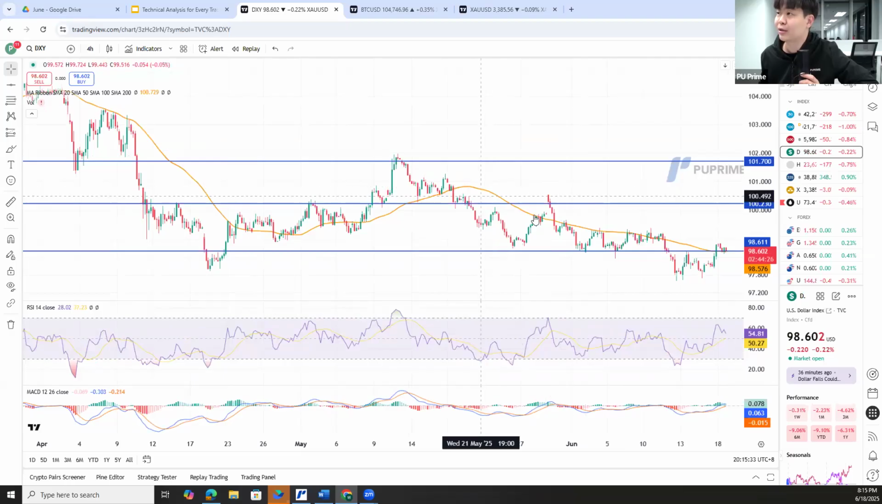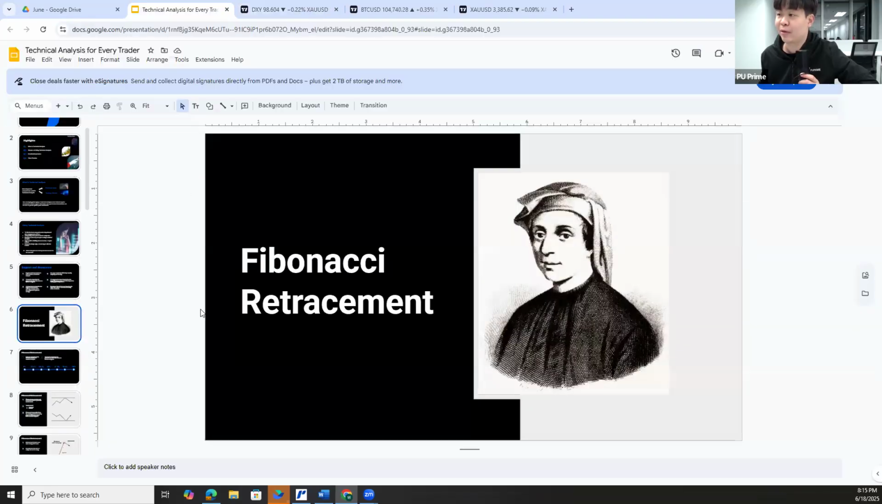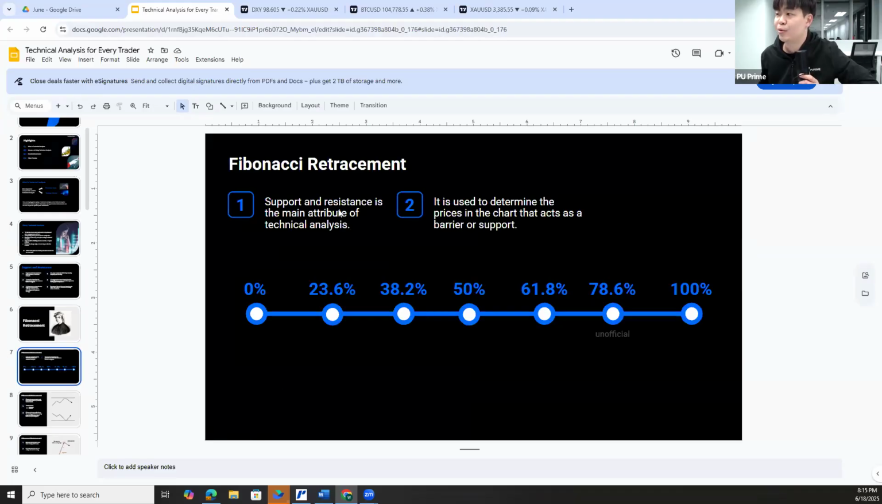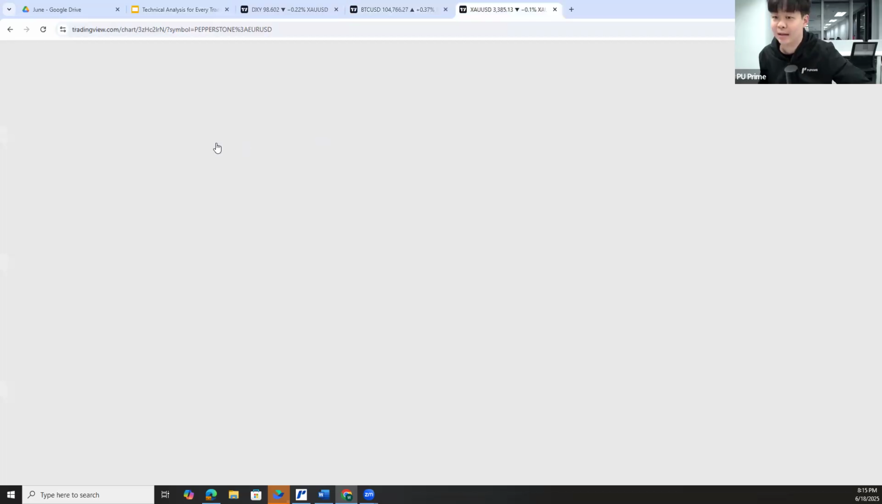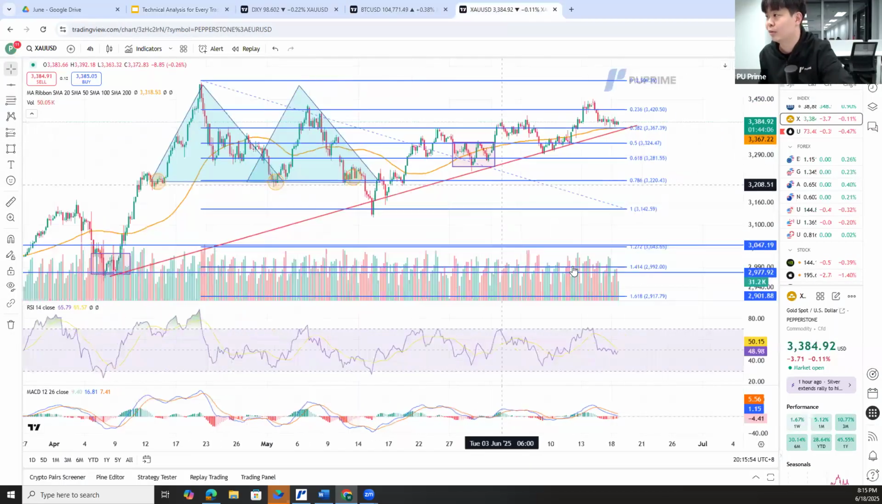And if you don't want to draw the line, we do have another tool. It's what we call the Fibonacci retracement. It's named after the guy called Fibonacci. When you draw it out, all of the support and resistance levels will be nicely formed. All right. So I'll give you one example. Imagine you look at an asset class such as gold.